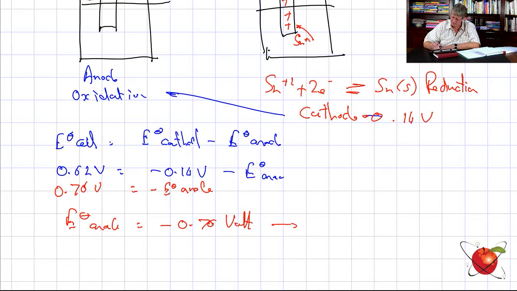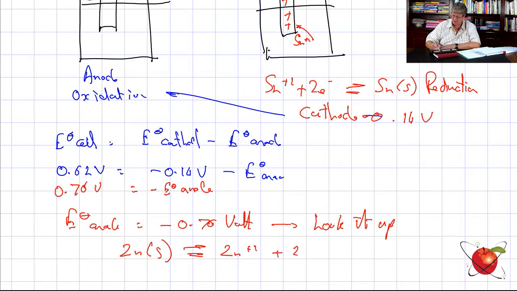Then I go to the table and look it up. We go to minus 0.76 volts and we see it is zinc. And in this case, the zinc solid is forming Zn2+ plus 2 electrons. And that is our oxidation equation.